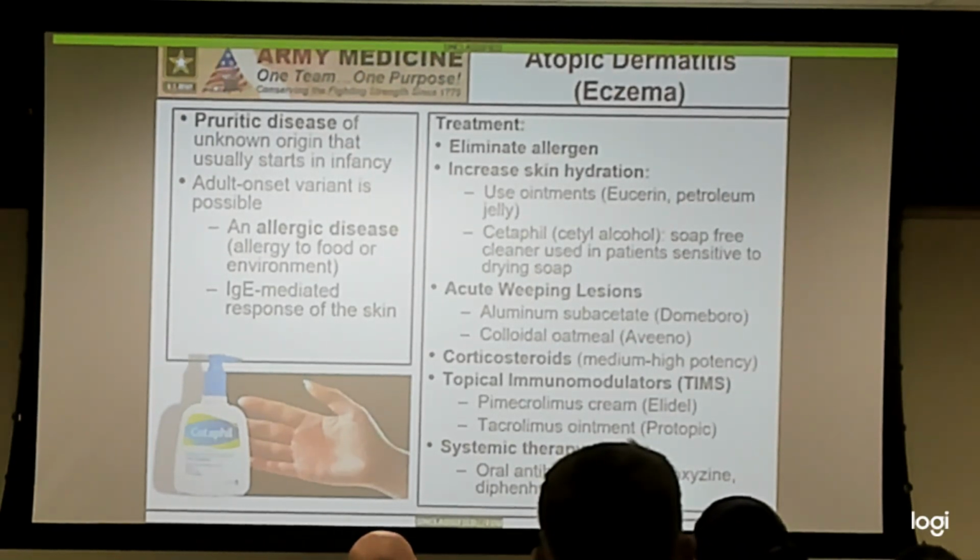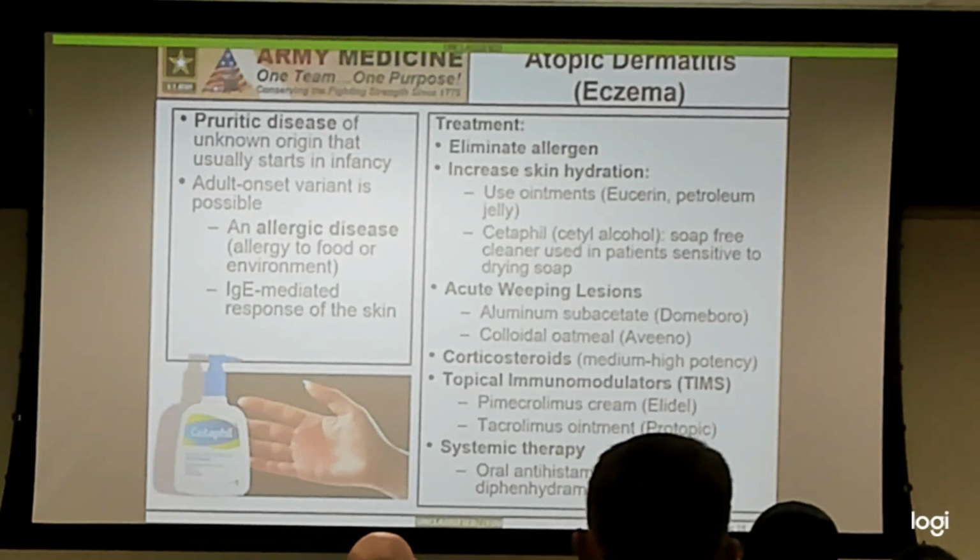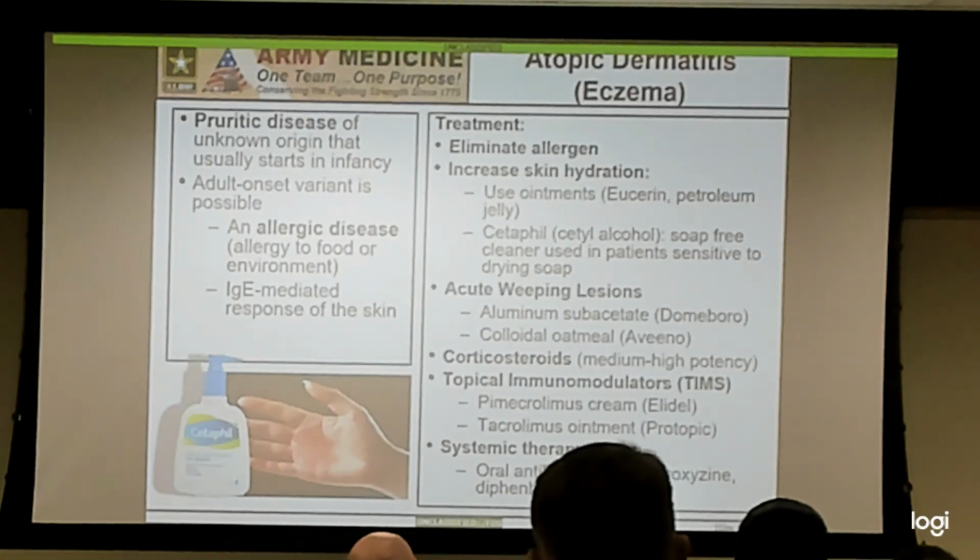This is more of a systemic response, IgE related, so this is when we were talking about asthma and how we were saying that usually they have the triad of conditions, and eczema was one of those things that was a part of it. Usually if you're diagnosing somebody with asthma, a lot of times they're going to have eczema as well. Treatment: eliminate the allergen as much as you can, hydrate their skin as much as you can.